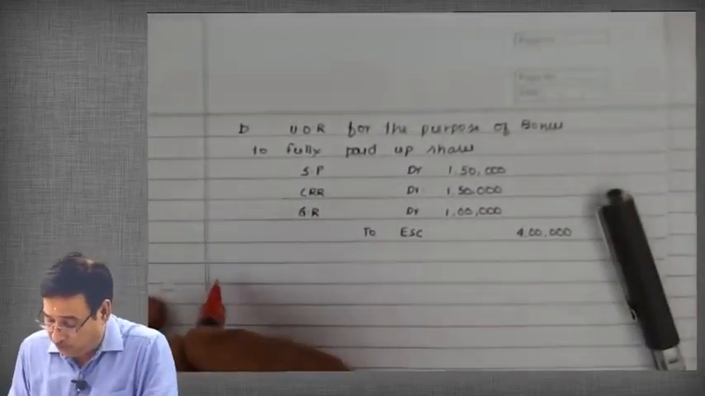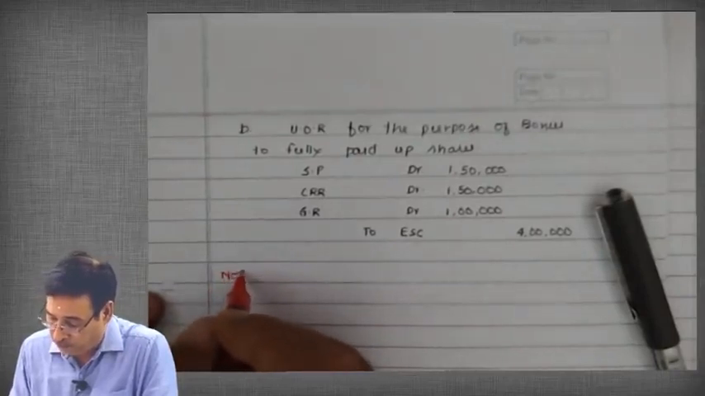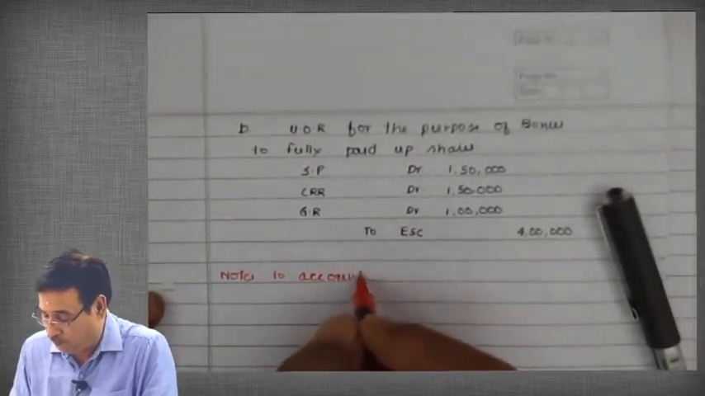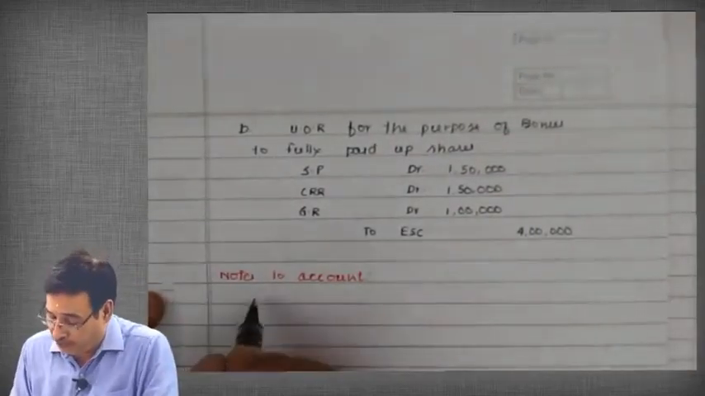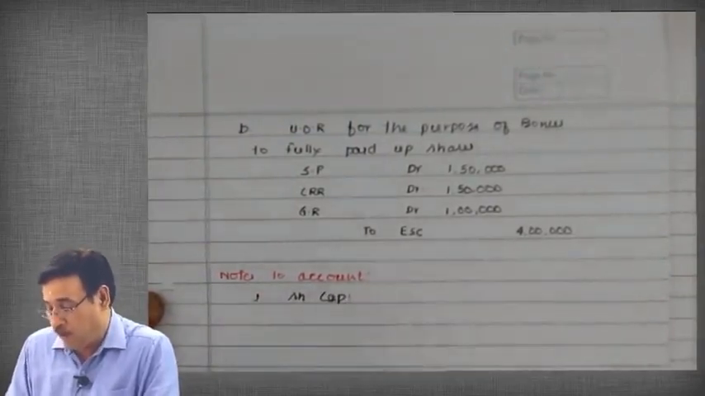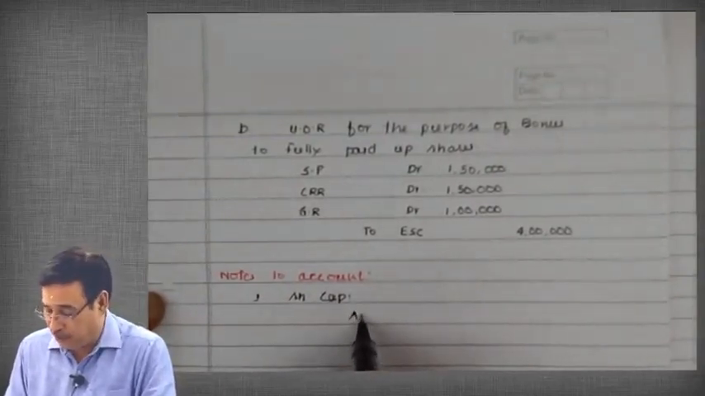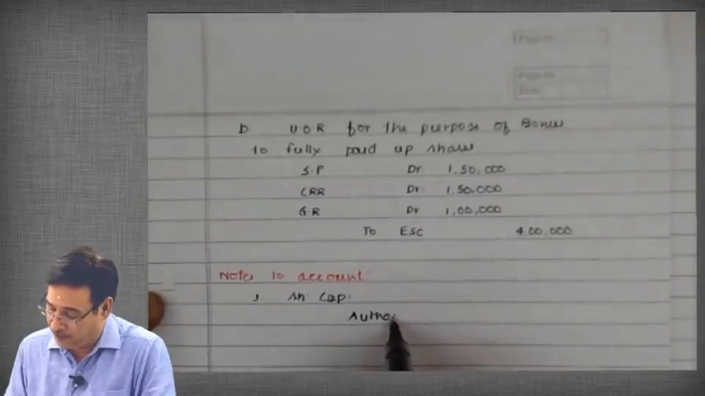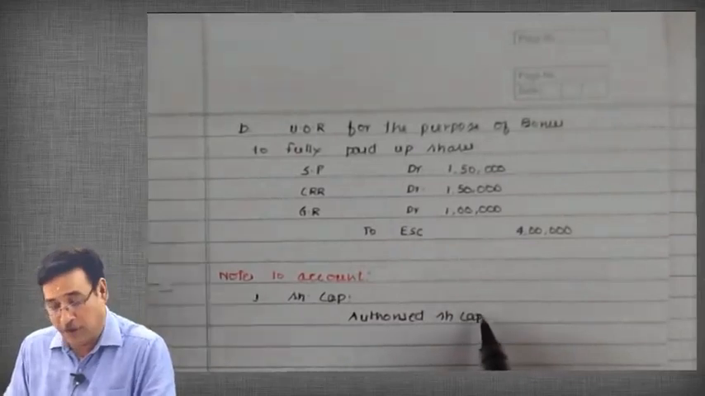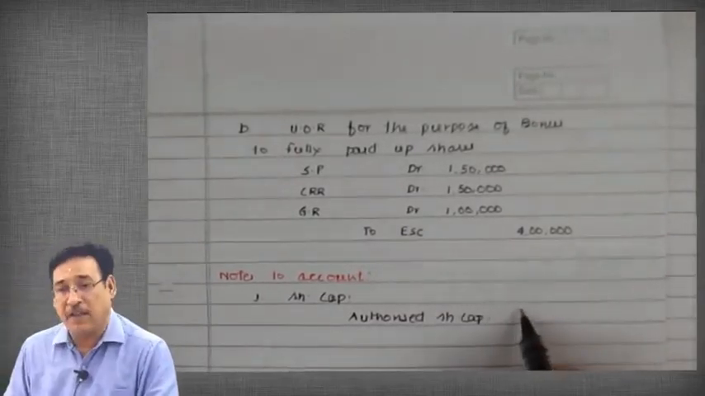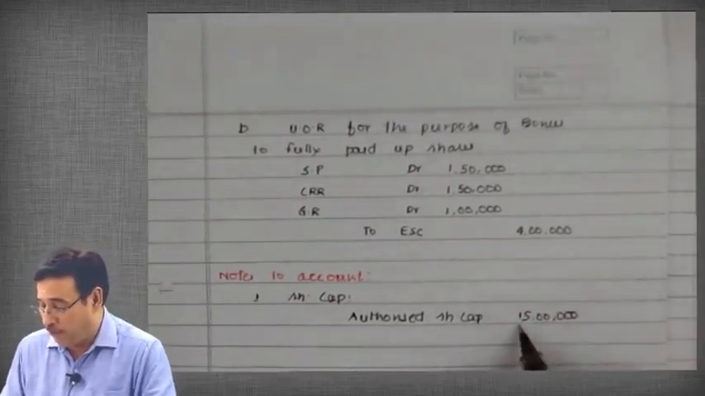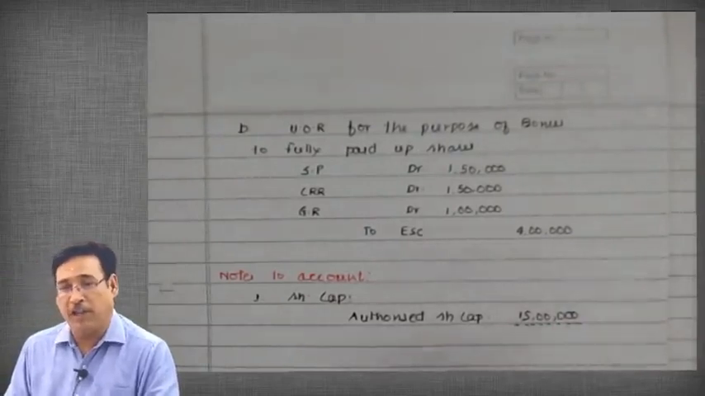Now notes to account. Note number 1 with respect to share capital. When you prepare note, always write your authorized share capital. In the notes, authorized share capital must be written. Authorized share capital, which is given in the question, is actually 15 lakh, as you can see, isn't it? 15 lakh worth of authorized share capital is already given. However, you are not going to use this amount for totaling purpose.